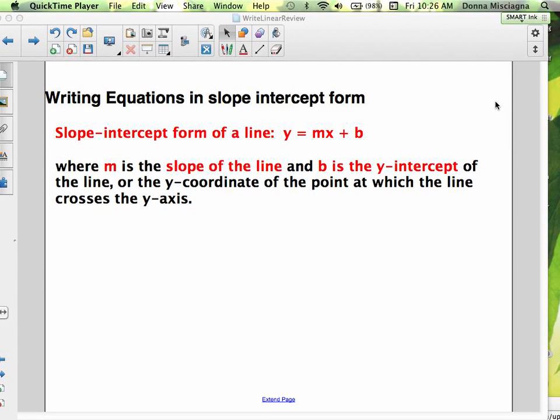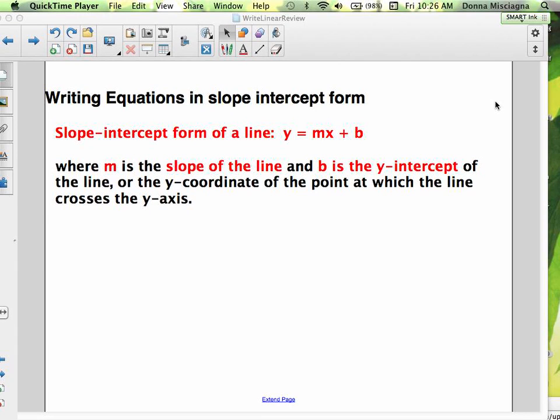Welcome back. Okay, so we're going to be writing equations in slope-intercept form. Just as a reminder, slope-intercept form of a line is y equals mx plus b, where m is the slope of the line and b is the y-intercept of the line, or the y-coordinate of the point at which the line crosses the y-axis. Right, so if we can identify the y-intercept and can identify the slope, we can write the equation of a line in slope-intercept form.